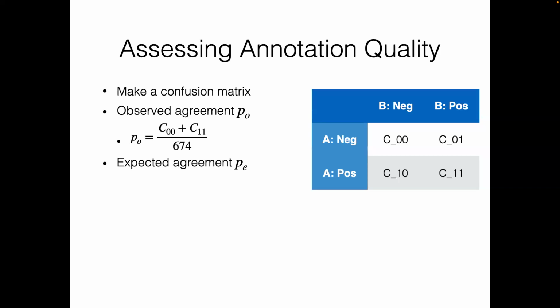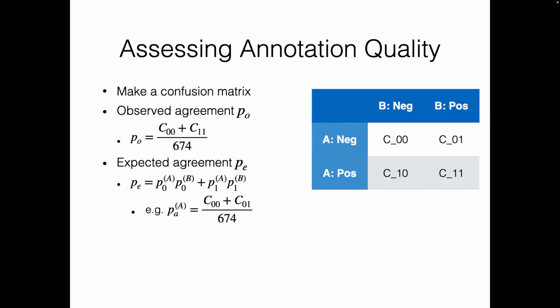So here's concretely how you would measure this. First of all, you make this confusion matrix. A confusion matrix looks at all the different possibilities and comes up with these counts. Here again, it's just on this binary task with two annotators, and so you can see how often they agree and how often they disagree. The observed agreement is the sum of the diagonal over the total, which is 674. Each one of these is a number of questions, so out of 674.